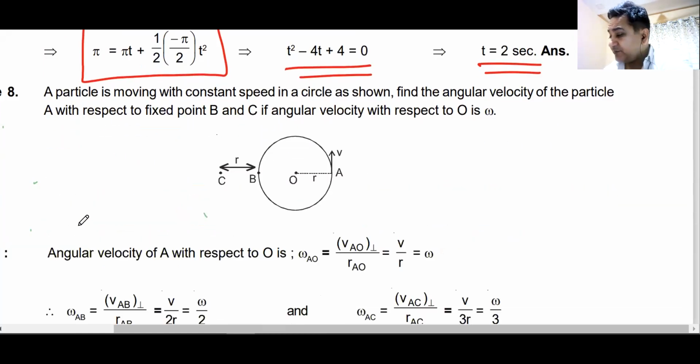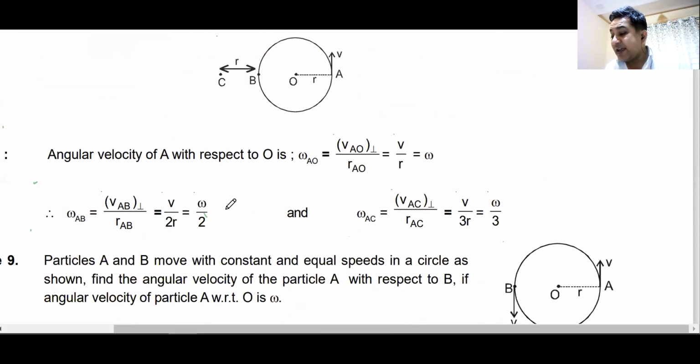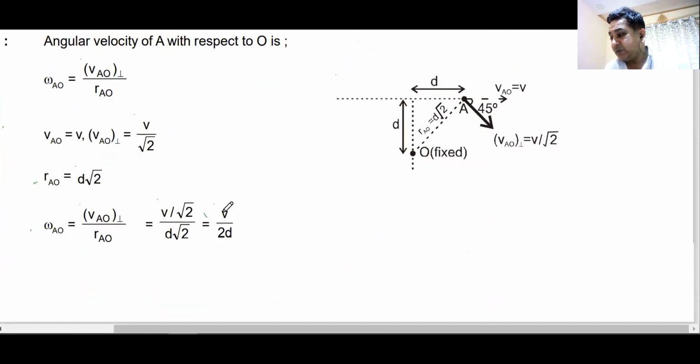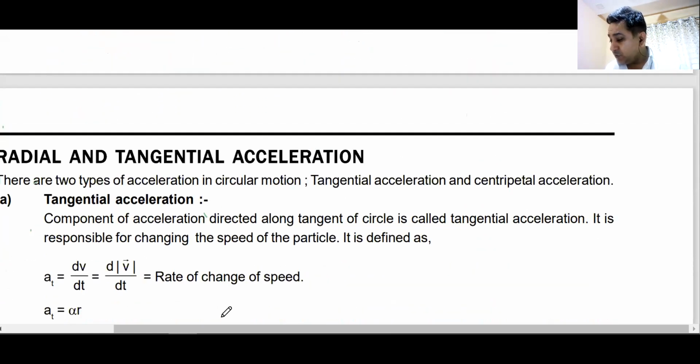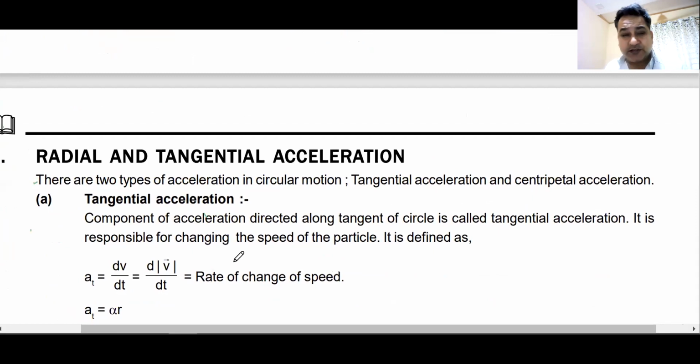I've sent you this sheet. If you can only do the solved problems of this sheet, I'm sure the entire topic is going to be absolutely clear in your head. Just listen to me. Just solve the solved problems. Have a look at the solved problems, and that is good enough for you to crack any exam. So I leave that for you to do. I hope you can do this.